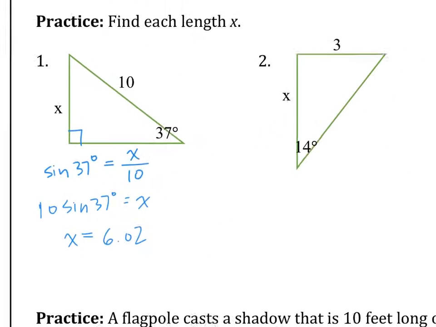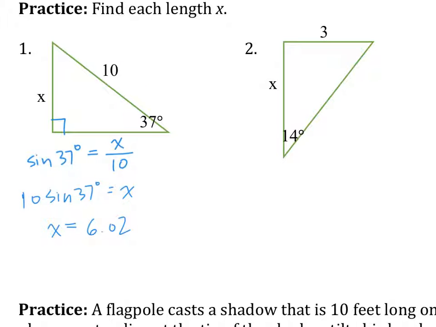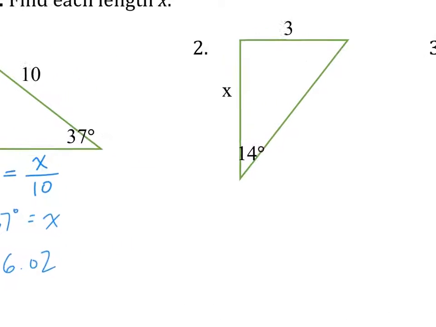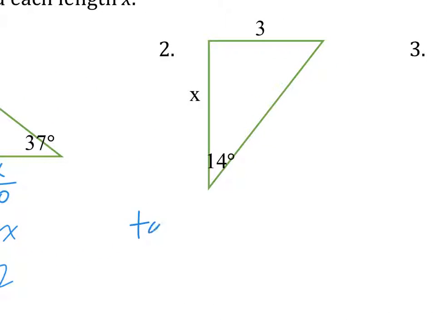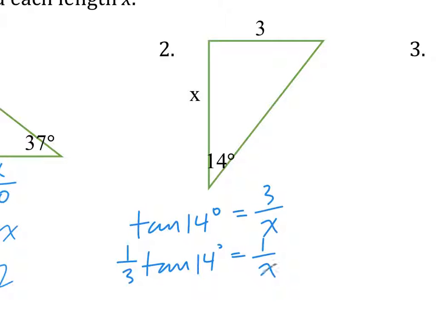All right, let's try another one. Number 2. Let's have you guys solve it. Let me know when you're done. So try to remember this in the future. Okay, so tangent 14 degrees is 3 over x. Do not just divide by 3 and then say that x is there. Not true. If you just do this, this is 1 over x.